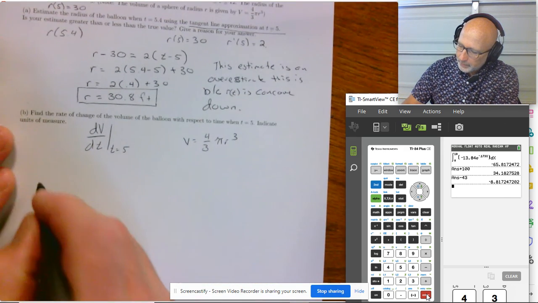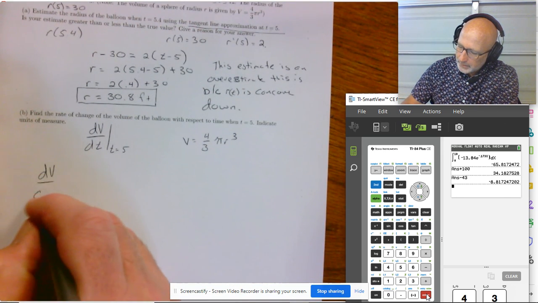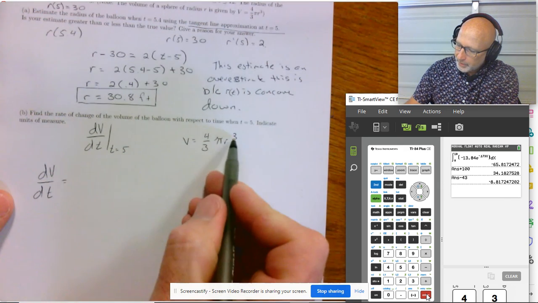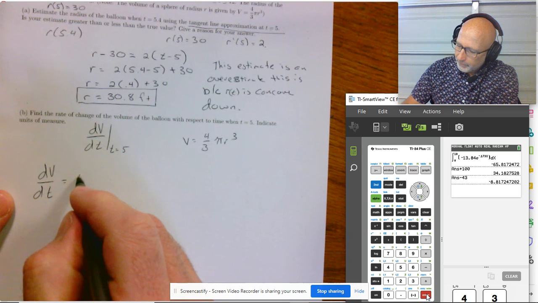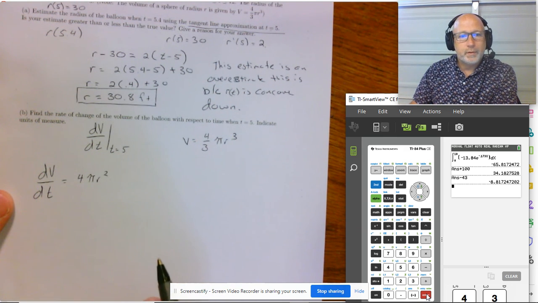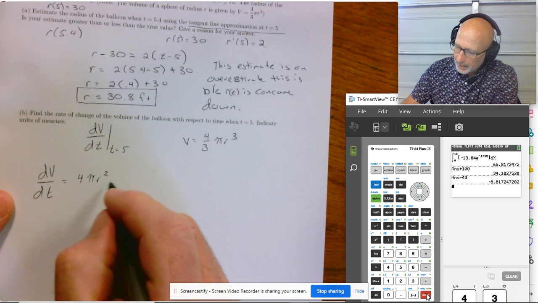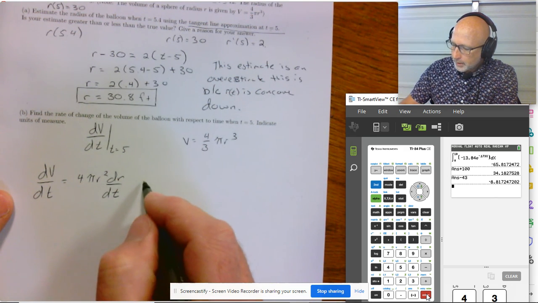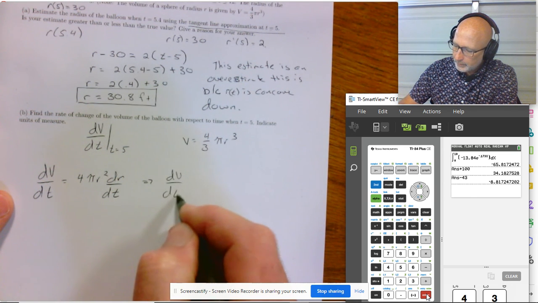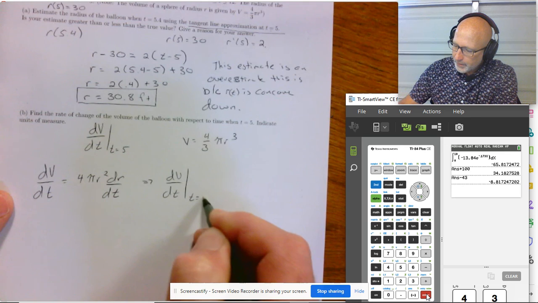So then taking the derivative here, I have dV/dt, taking the derivative of this thing with respect to t. So I bring down the 3. So I have 4 pi r squared, but I took the derivative of r with respect to t, so I need to have dr/dt in there. Okay, so then I'm going to evaluate dV/dt when t is equal to 5.